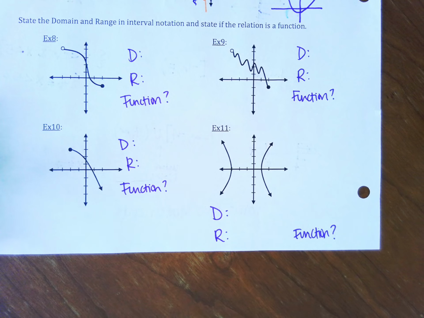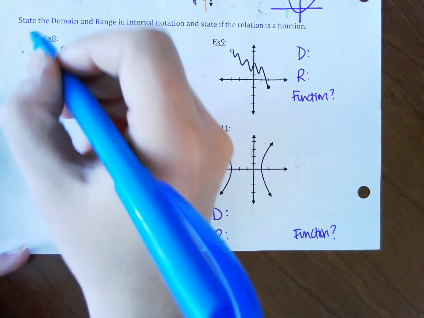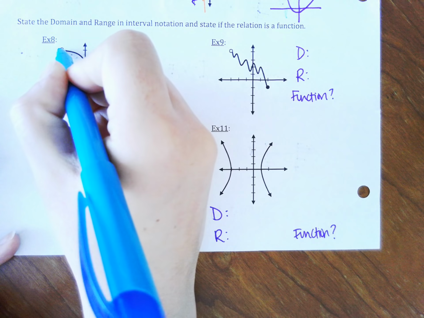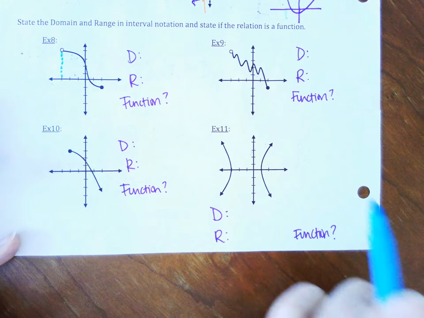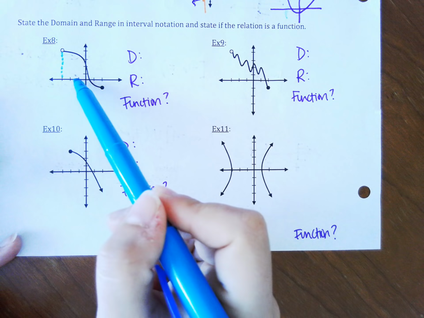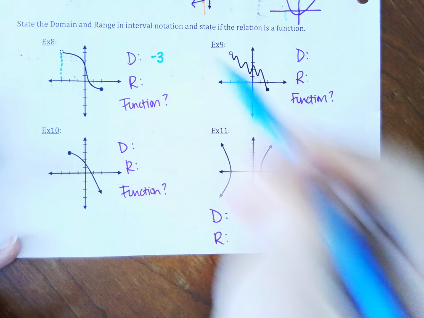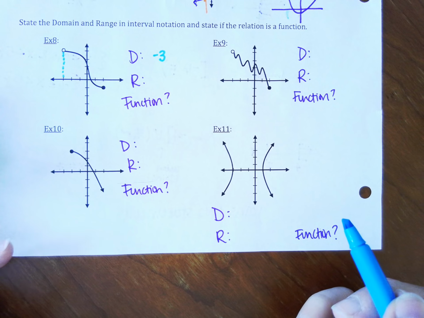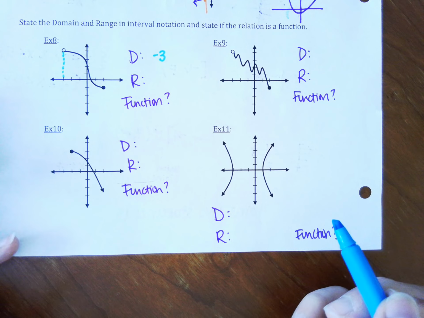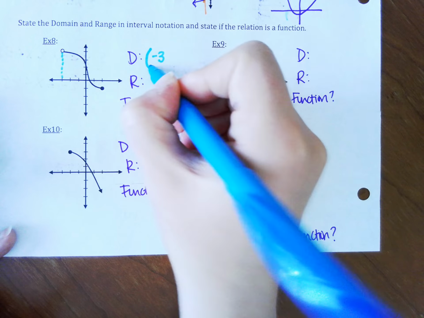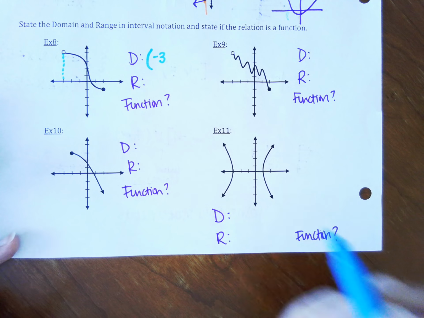So our domain again are x values, which are our most left point to most right point. So our most left point is this open circle that we have, which is at -3. Since it's an open circle, that means that value is excluded. It's not included in our set, so we're going to use a parenthesis to describe that.